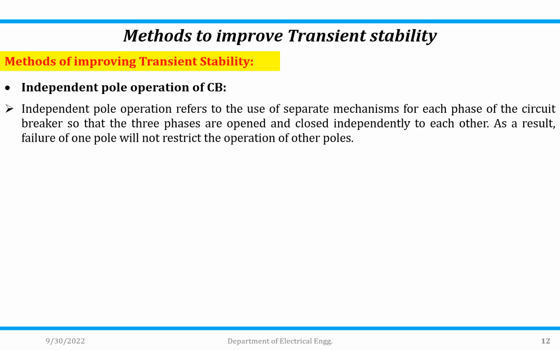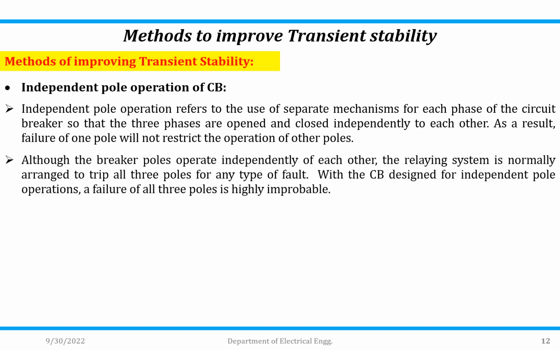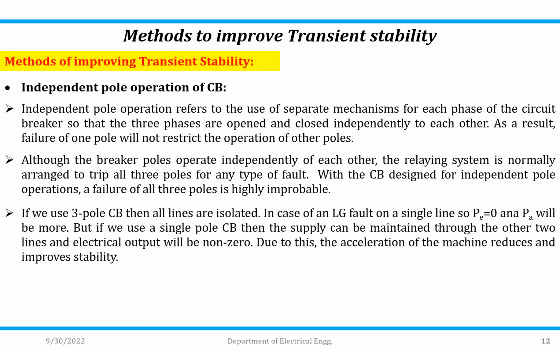If independent pole operation is there, then the failure of one pole will not restrict the operation of the other 2 poles. Although the breaker poles operate independently of each other, the relaying system is normally arranged to trip all the 3 poles for any type of fault. So with a circuit breaker designed for independent pole operation, a failure of all the 3 poles is highly improbable. If we use a 3-pole circuit breaker, then all the lines are isolated.